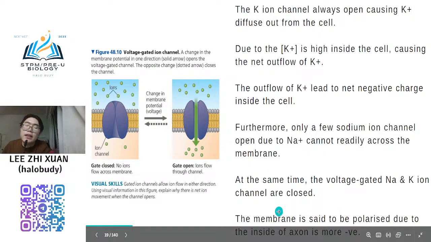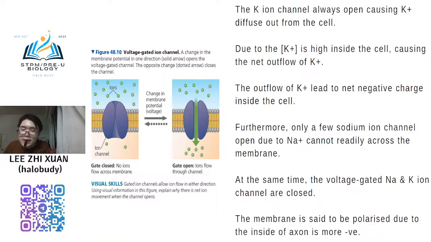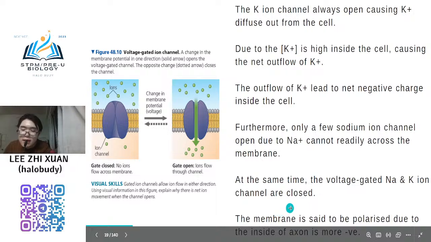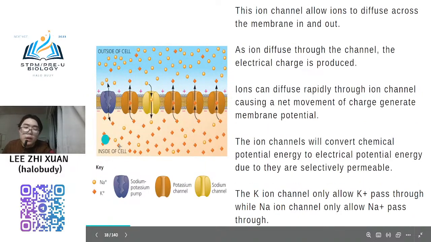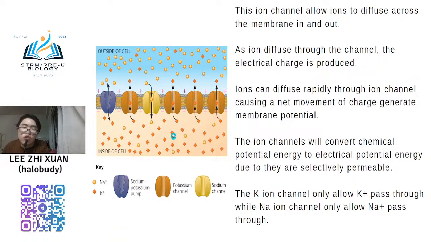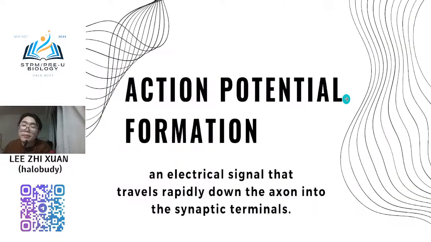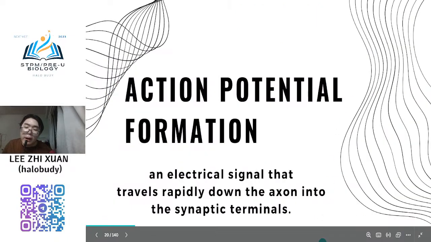And then in the resting state, the axon is polarized. The axon membrane is polarized because inside the cell is negatively charged. The most important thing is that resting potential inside the cell is negatively charged, and only outside the cell is positively charged. Okay, so this is all about the resting potential.